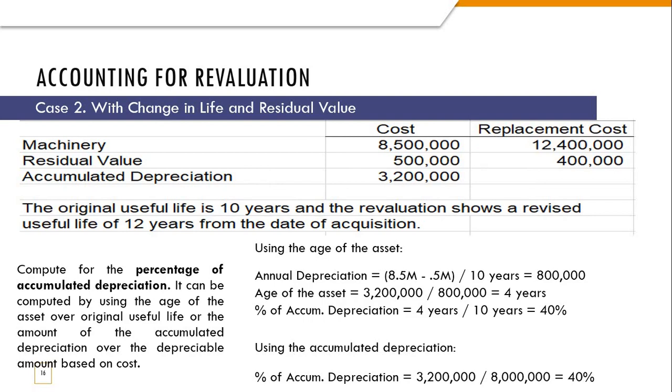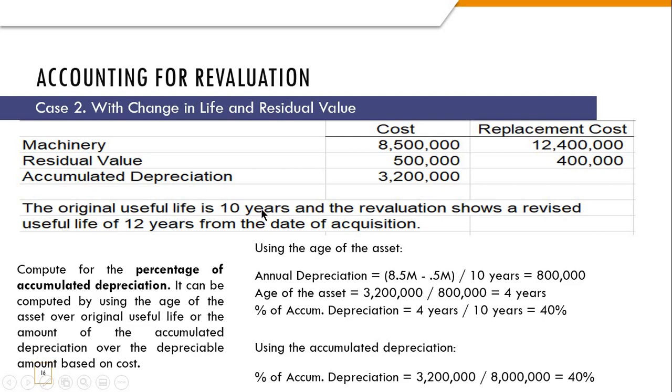Okay, so accounting for revaluation, case 2, if there is a change in life and residual value. Now, what if there is a change in the useful life and what if there is a change in residual value? So, ito yung ating information. So, si machinery is 8.5, may residual value na 500,000. Accumulated depreciation is 3.2 million. The replacement cost is 12,400,000 and the residual value of the replacement cost is 400,000.